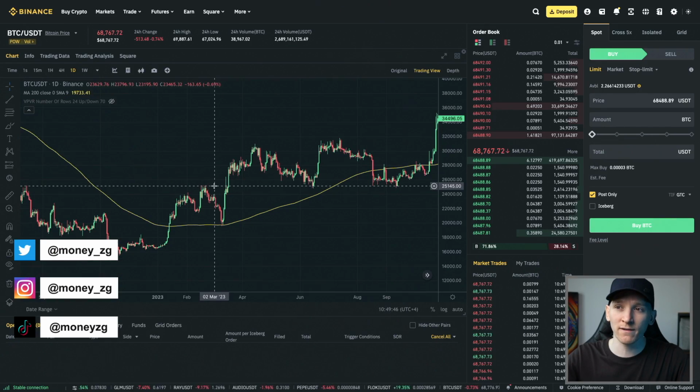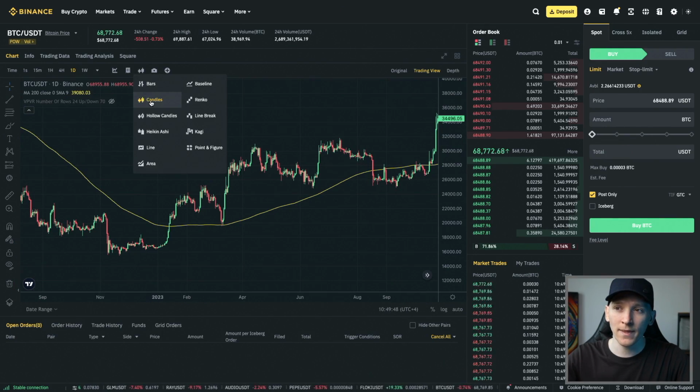How to read candlestick and volume charts on Binance. In your trading system, come to this icon here and then choose candles. You can also choose bars and hollow candles. It's exactly the same data, just drawn in a slightly different way.